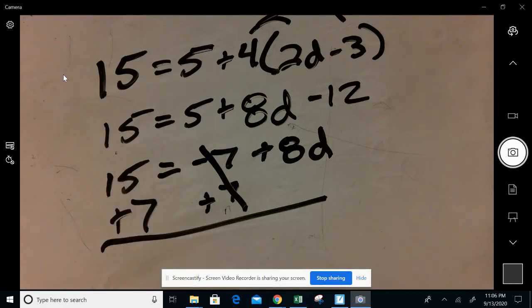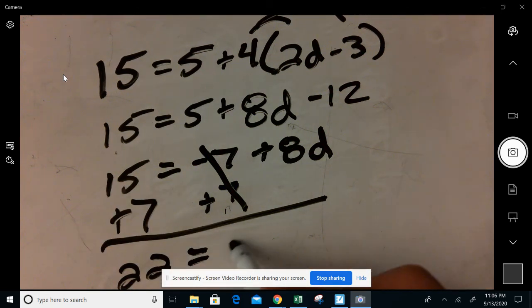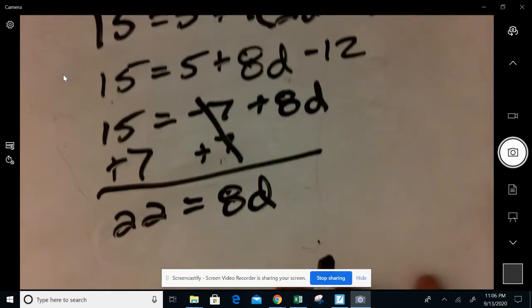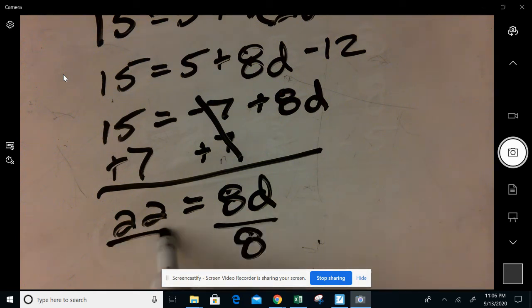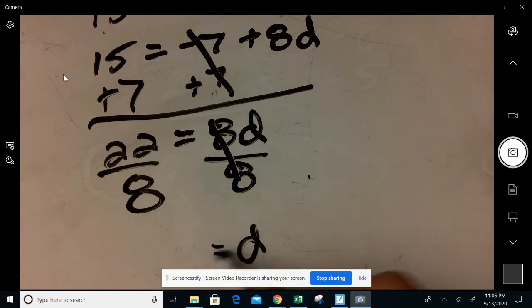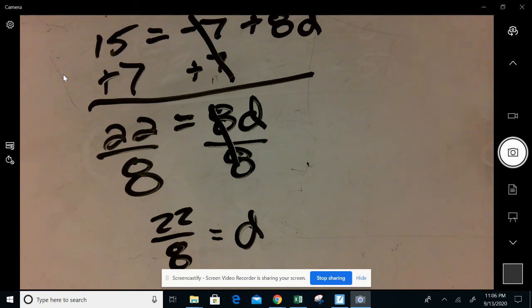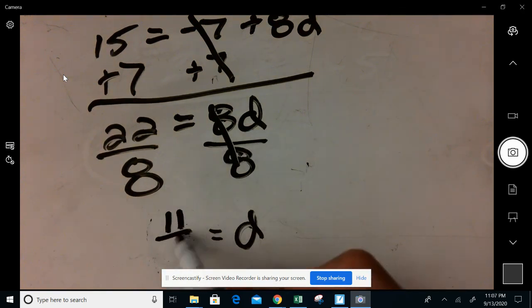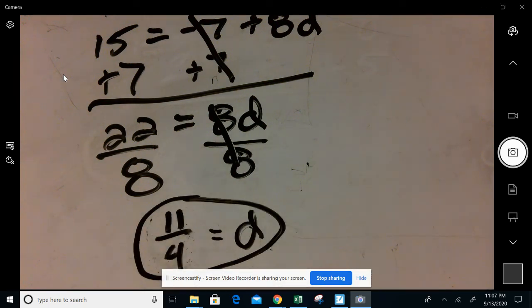15 plus 7, 22, equals 8d. Divide by 8. And again, you'll end up with a fraction. So those 8's cancel. So d equals 22 over 8. Again, you can keep it as a fraction. If you simplify it, it would be 11 over 4. They're both divisible by 2. And again, you could put that in your calculator. It comes out to be 2 3/4, I believe.